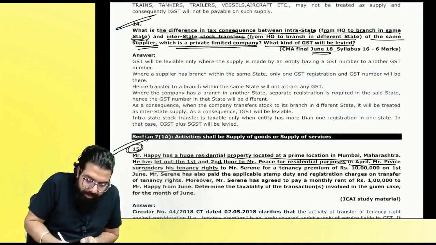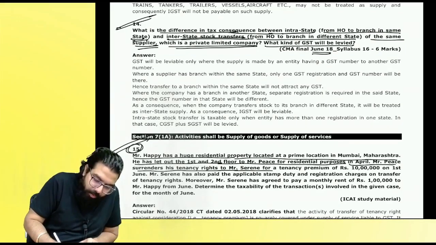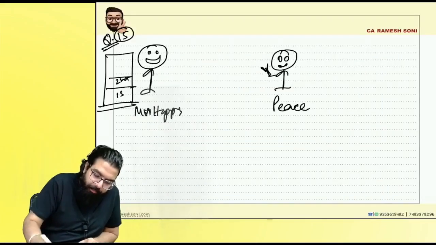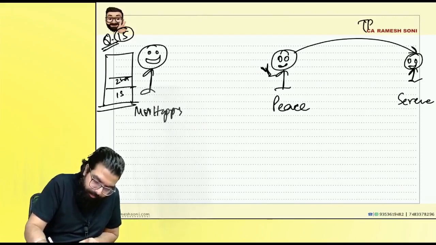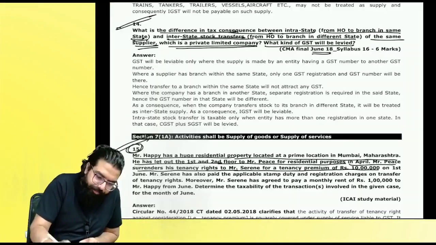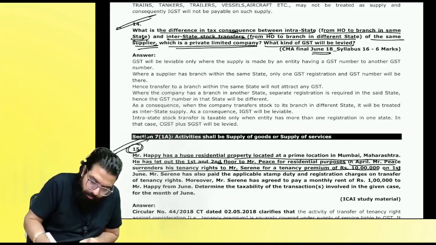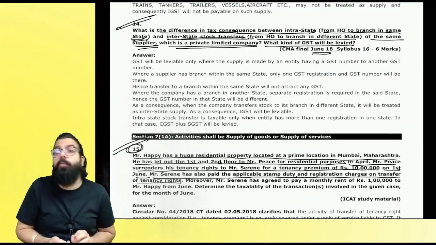In April, Mr. Peace surrenders the tenancy right to Mr. Serene for a tenancy premium. Baba, he gave it to whom? He is Serene. He gave the tenancy rights and took what? Tenancy premium. On 1st June, Mr. Serene also paid applicable stamp duty and registration charges on the transfer of tenancy right.